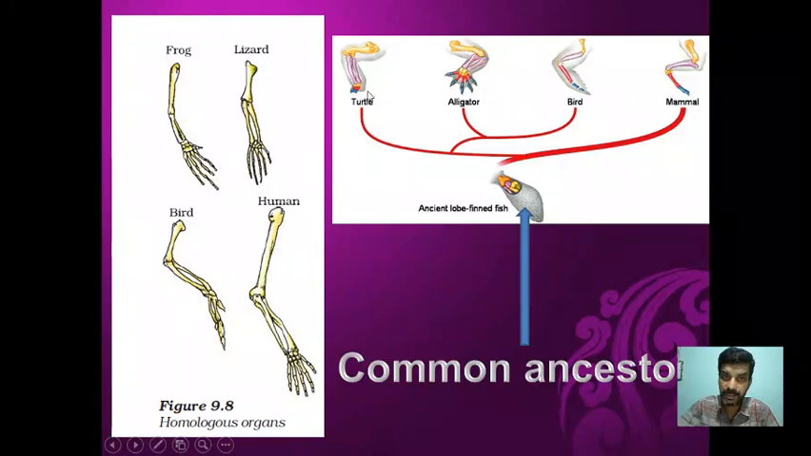For example, a turtle uses it for swimming, an alligator for crawling, right? Then a bird uses the forelimb for flying. Mammals use it for skillful or dexterous work, right? But all of them have evolved from a common ancestor called lobe-finned fish. So organs having a common origin but performing different functions are homologous organs. The forelimbs of all these organisms are considered homologous organs.